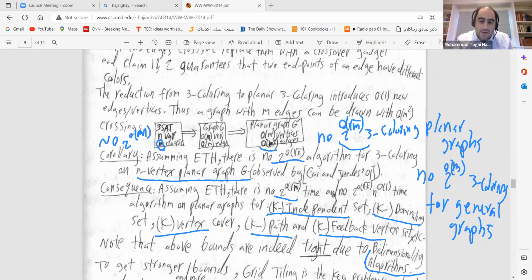So for planar graphs, lots of problems, for example vertex cover, which has a 2 to the k times n algorithm for general graphs, for planar graphs we have an algorithm of 2 to the square root of k times n. So this is the VC for the general graph, and this is the planar graph. So we can do better for planar graphs, and that's tight. Good.